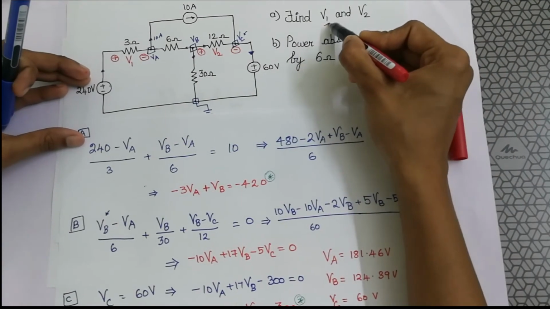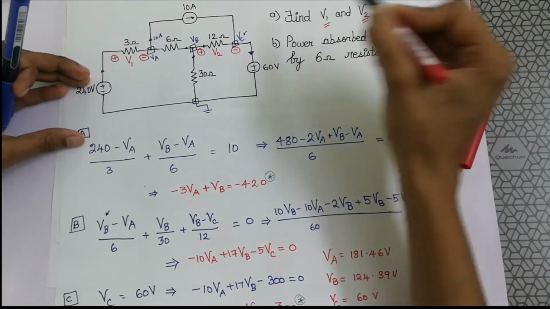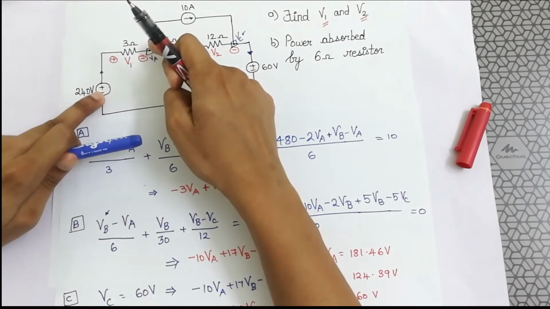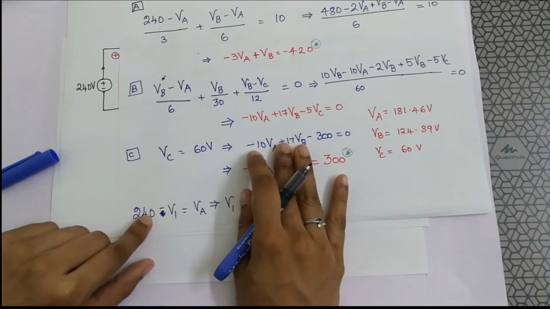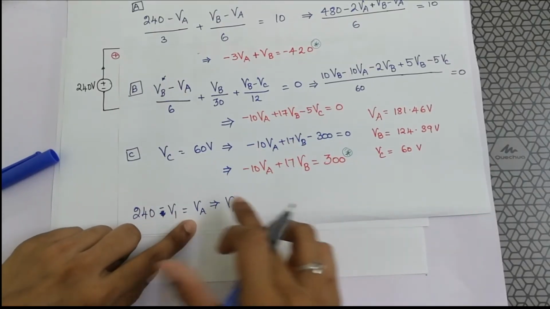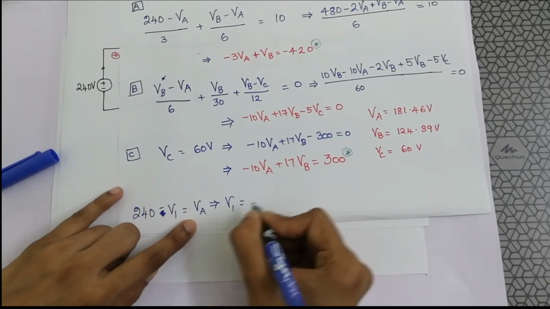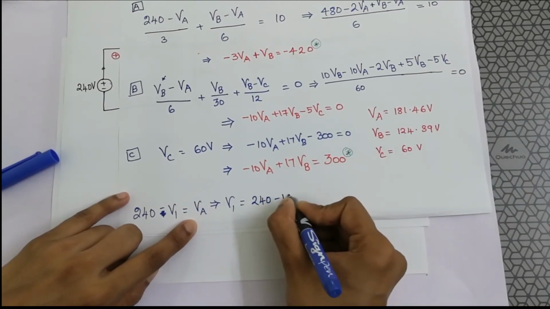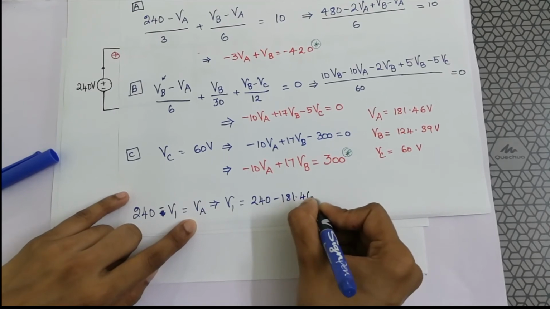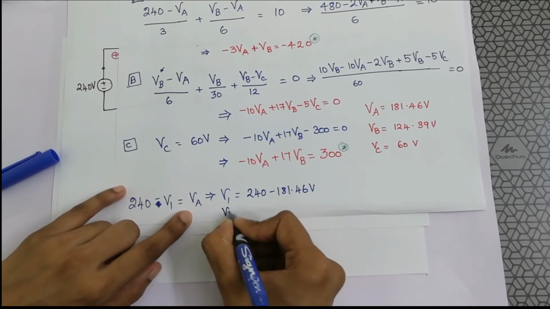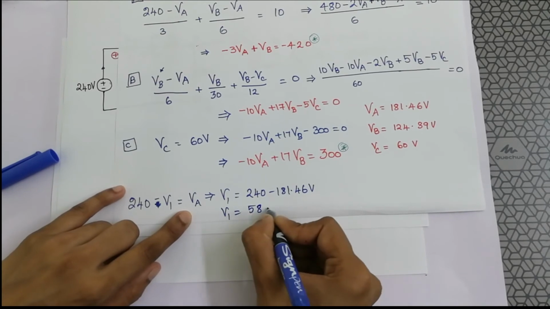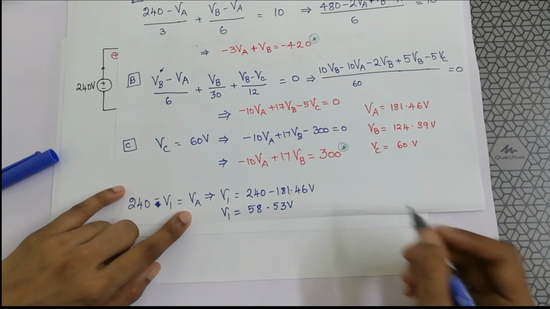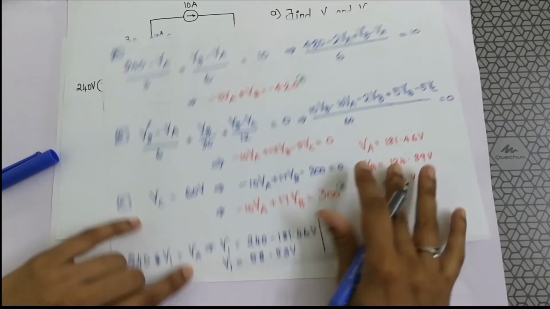What is asked? We have to find V1 and V2, which are these two voltages. V1 is nothing but 240 minus VA. Therefore, V1 will be 240 minus 181.46 volt. So V1 is 58.53 volt. Let us check V2.